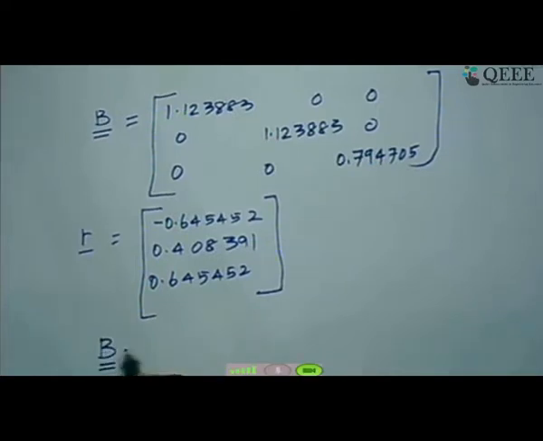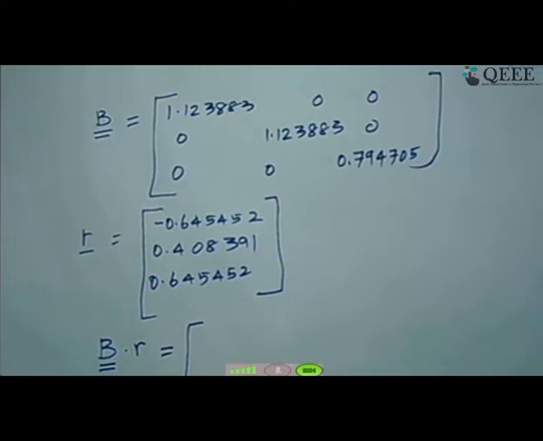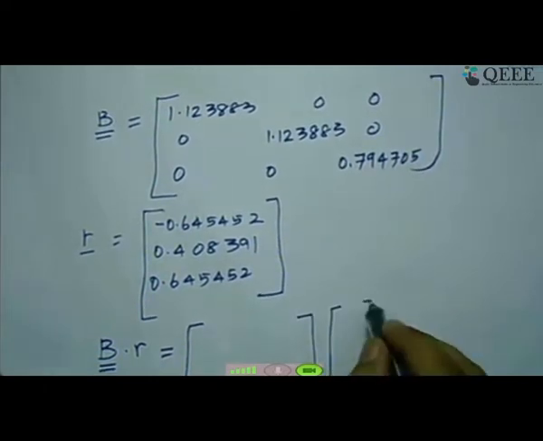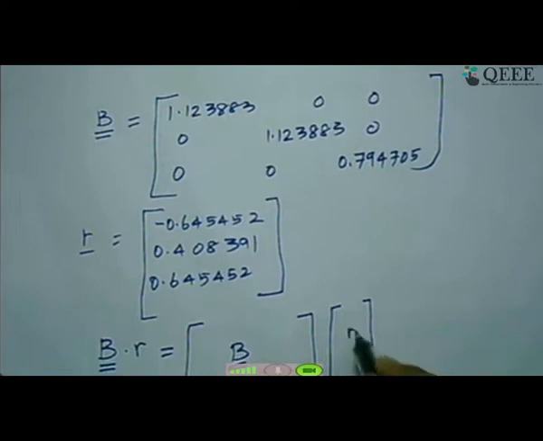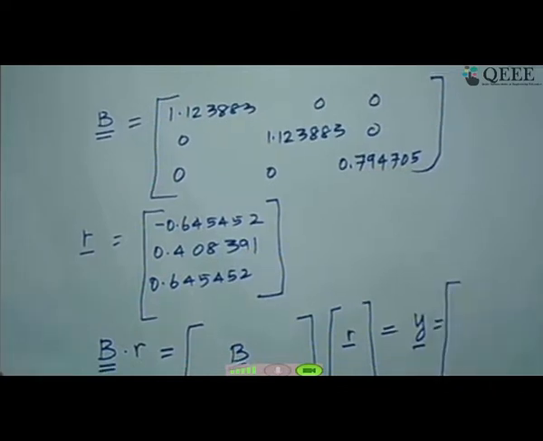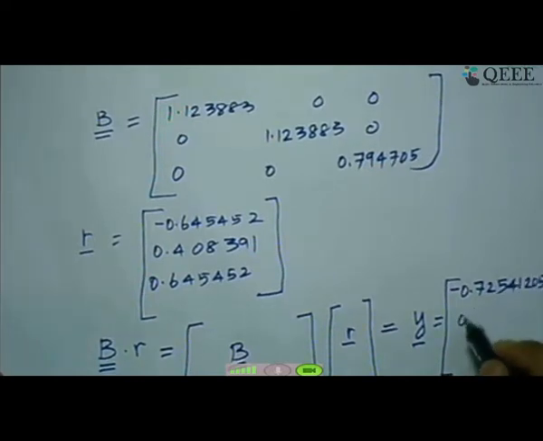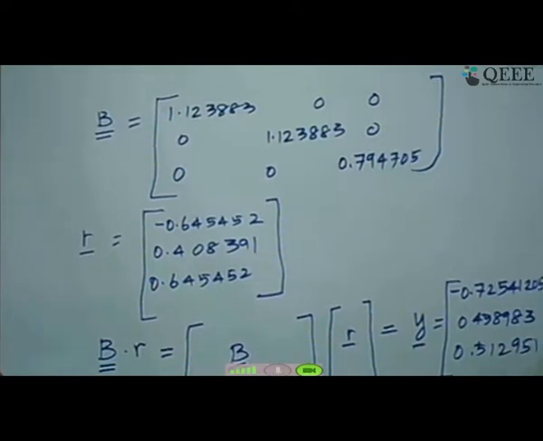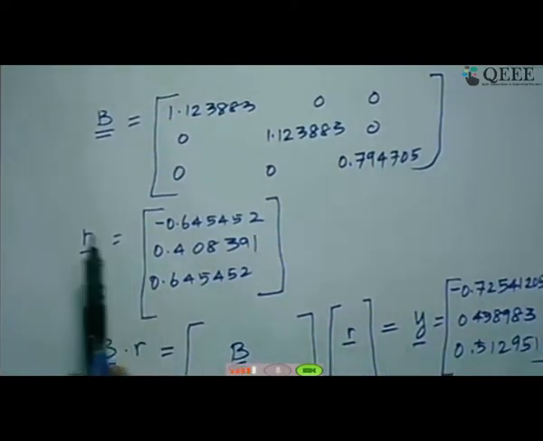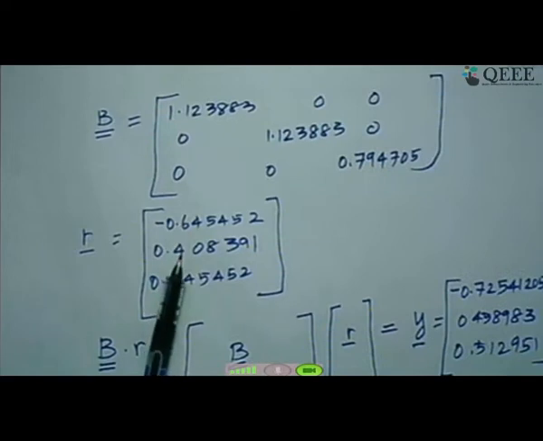So to show that this Bain matrix rotates this vector, all I need to do is take the B vector and multiply it by R. Let me call that the Y vector. That is what some of you have given, and that is minus 0.72541205, 0.458983 and 0.512951.